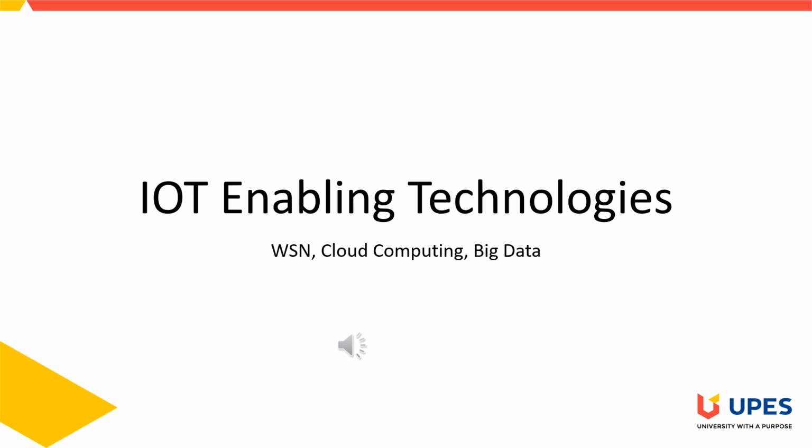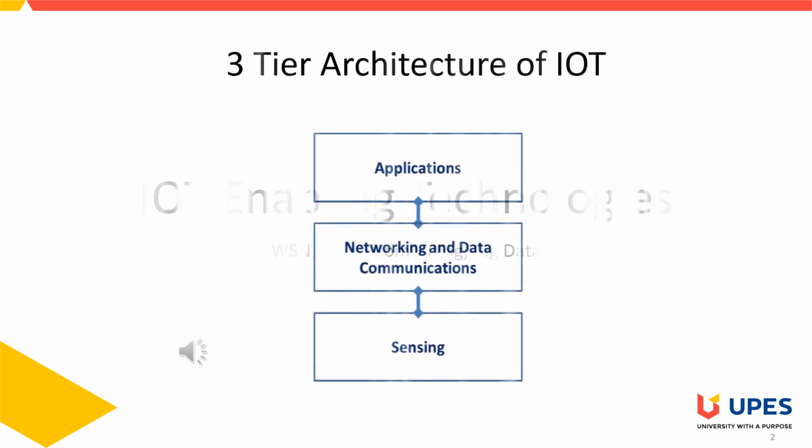In this lecture we will look into the IoT enabling technologies. The important contributing technologies are cloud computing, wireless sensor network, big data. In this diagram the three-tier architecture of IoT is shown. On the top application layer exist the network and data communication layer. And the last layer is the sensing layer.